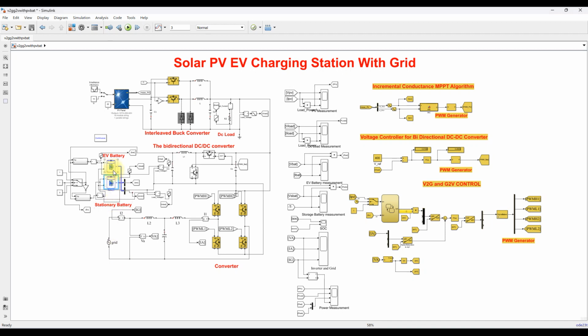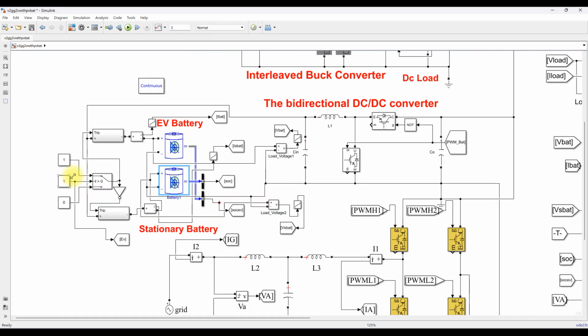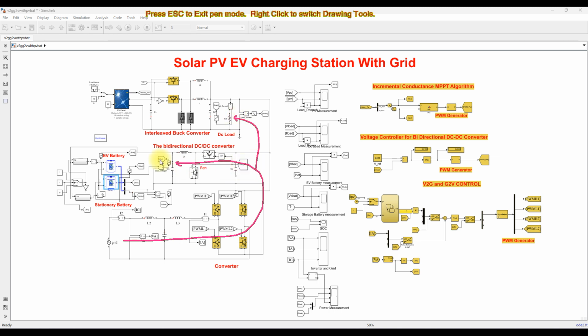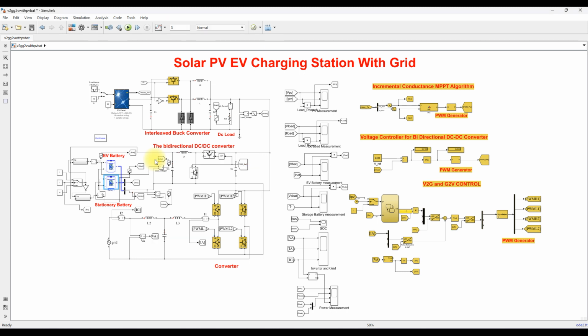When the EV is connected, that means this control signal is on, the EV will be connected with the system. During that time, when PV has excess power, it will supply this DC load as well as charge the EV battery. When PV is not generating power, the grid will supply power to the EV as well as this DC load. So this is the concept of the solar PV EV charging station with the grid.